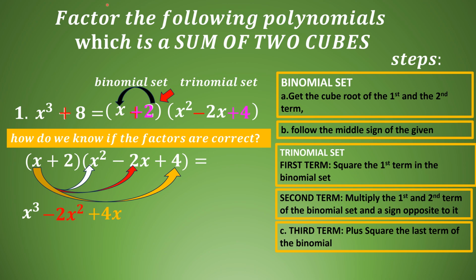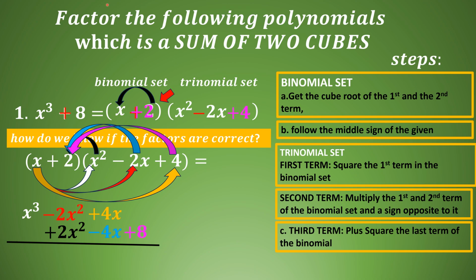Let's proceed to distribute 2 to the three terms. So 2 times x squared, we have positive 2x squared. And then we write the 2x squared in line with the negative 2x squared because they are similar terms. Then 2 times negative 2x will give us negative 4x, while 2 times positive 4 will give us positive 8. After which, we are done distributing the first term of the binomial to the three terms of the trinomial, and that is the distributive property.